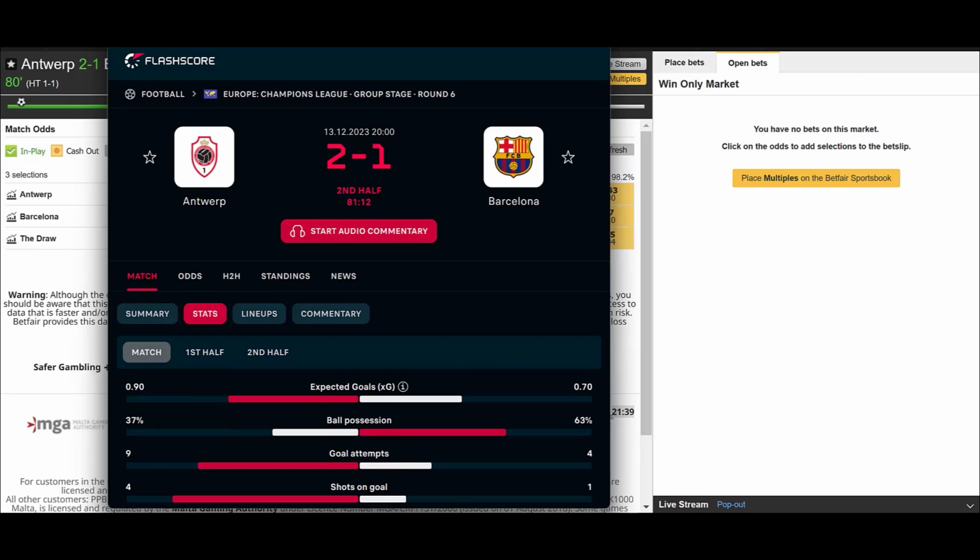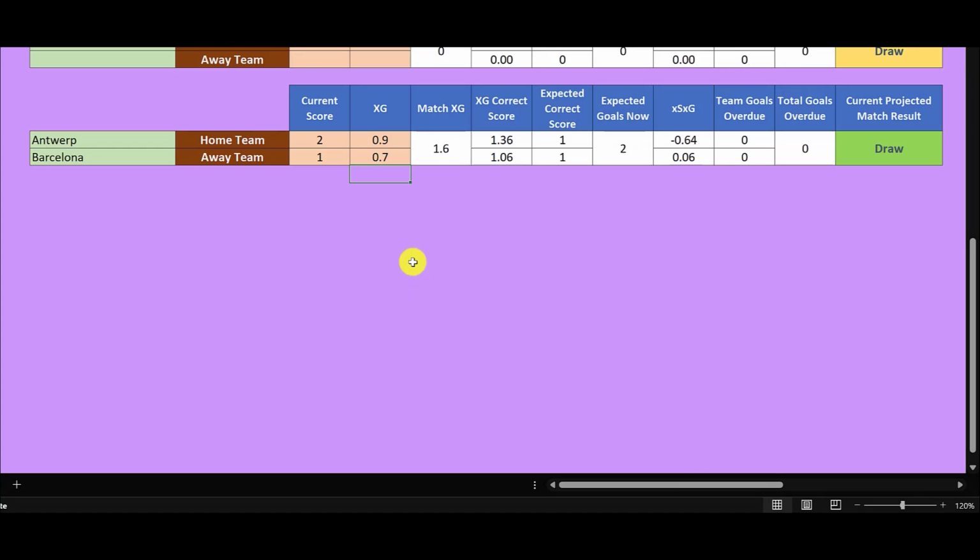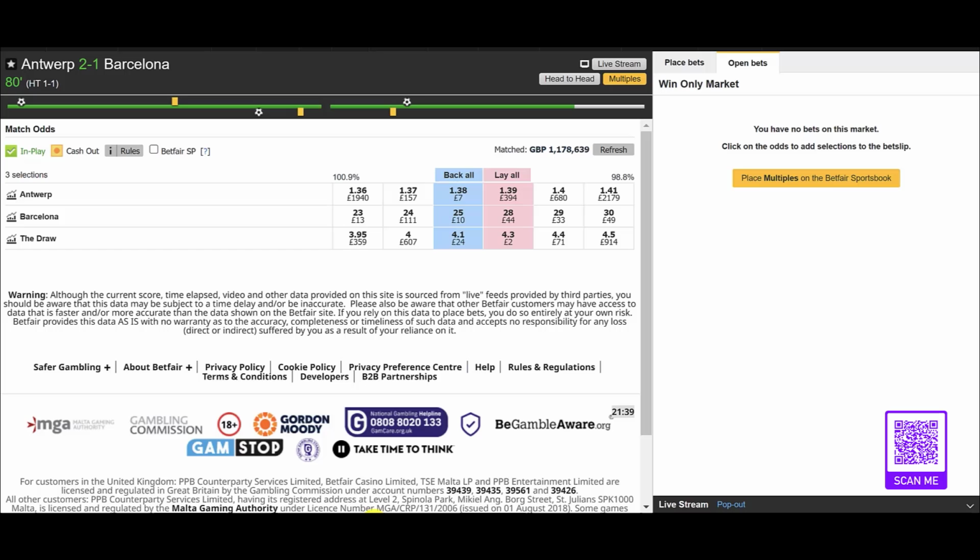We're in the final 10 minutes of this match with Antwerp and Barcelona. Antwerp are leading 2-1. Could be a bit of an opportunity. I've plugged the numbers into the sheet just to quickly show you and illustrate it. But current projected match result is suggesting this one should be a draw, even though Antwerp are winning 2-1. But the fair result based on the XG should be a draw.